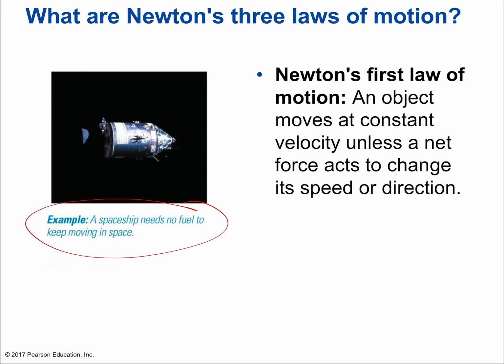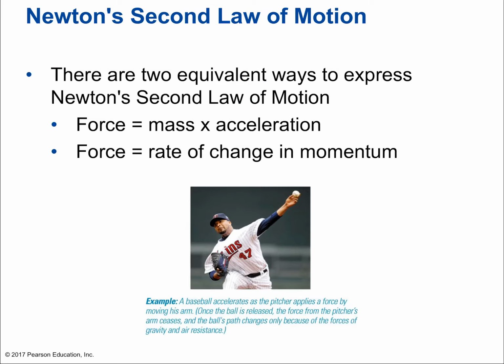There's always something to stop motion, but not so in the vacuum of space. Okay? What about Newton's second law of motion? Well, there are two equivalent ways to express the second law. The first is that force is mass times acceleration, kind of a direct tie-in to the slides we were just looking at. So the law is simply F equals ma.